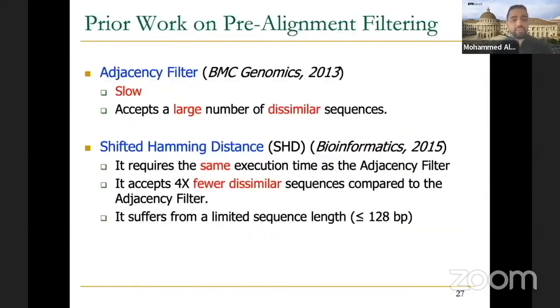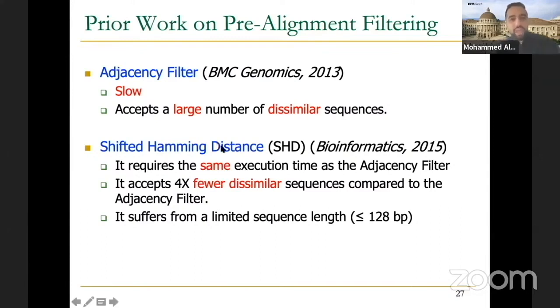We do the comparison with adjacency filtering and shifted Hamming distance, the original algorithm. Adjacency filtering is slow, but accepts a large number of dissimilar sequences. So both of them are disadvantages for the algorithm since they do false accepts, and it's also slow when you do the comparison. And shifted Hamming distance is the original algorithm.